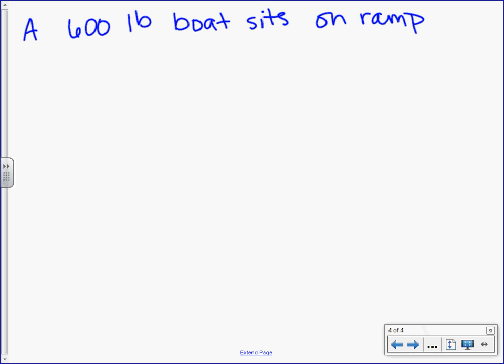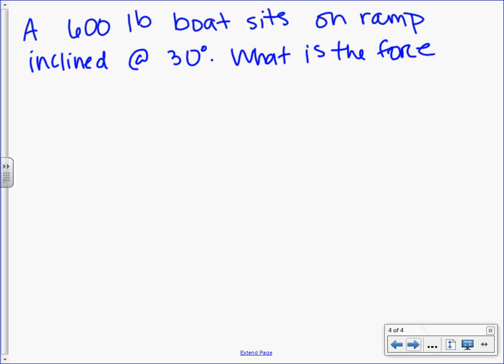Okay, we're going to talk about forces first. So a 600-pound boat sits on a ramp, inclined at a nice 30 degrees. What is the force required to keep it from rolling?